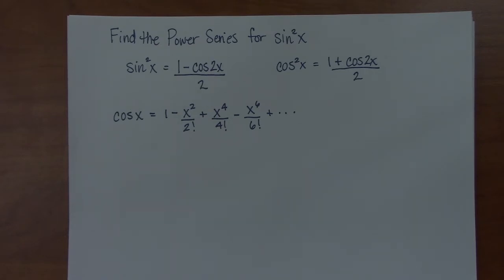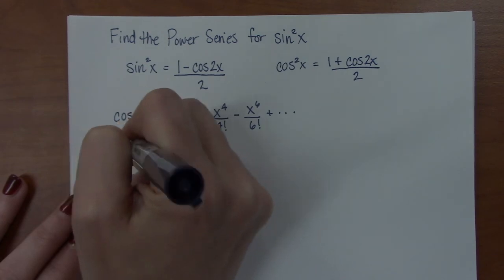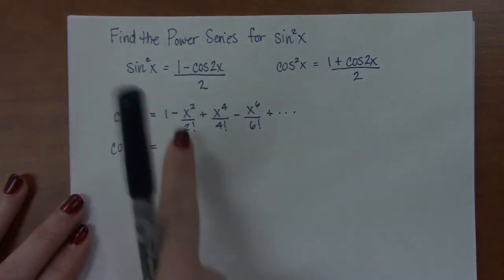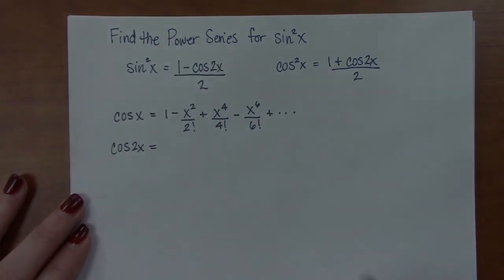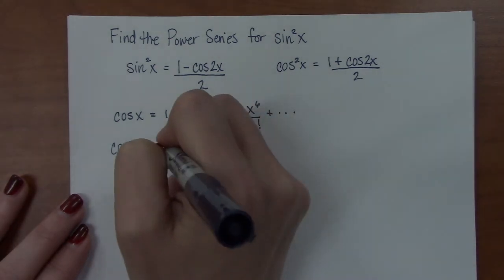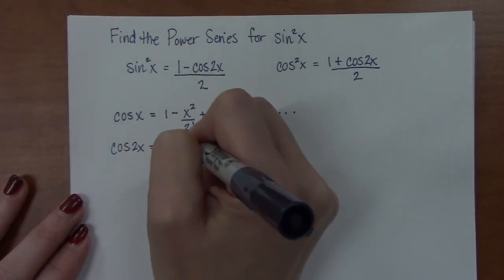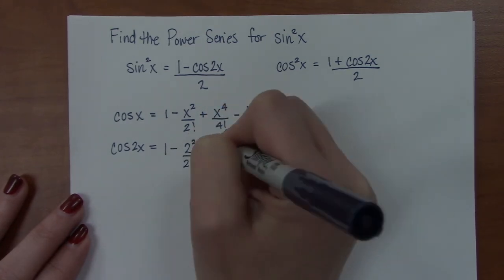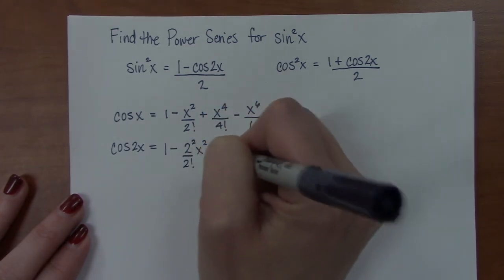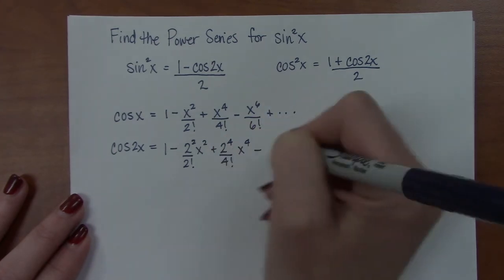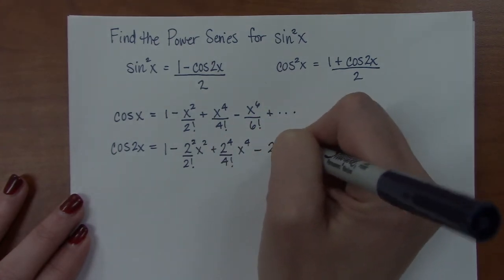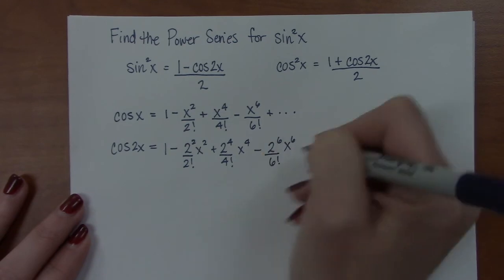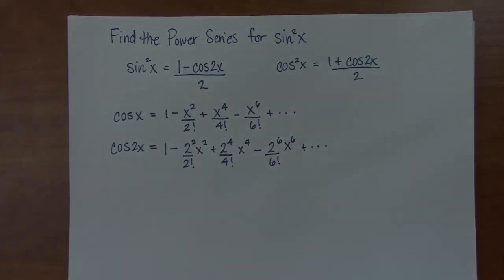All right, so we've got the series for cosine x. Well, if we want to look at cosine 2x, all I have to do is replace all of my x's with 2x. So now what I'm going to get is 1 minus 2 squared, x squared over 2 factorial, plus 2 to the 4th over 4 factorial x to the 4th, minus 2 to the 6th, and so on.